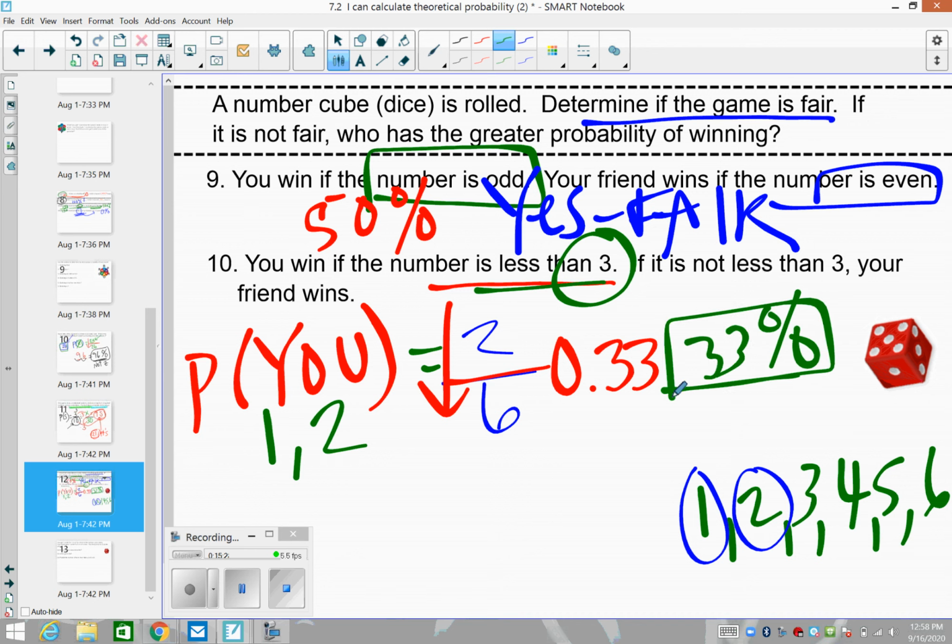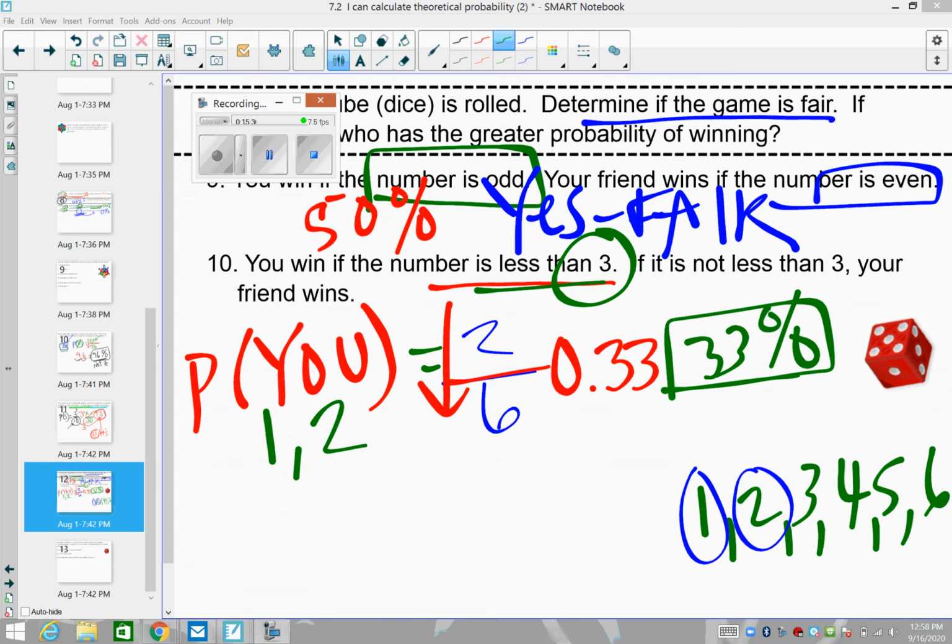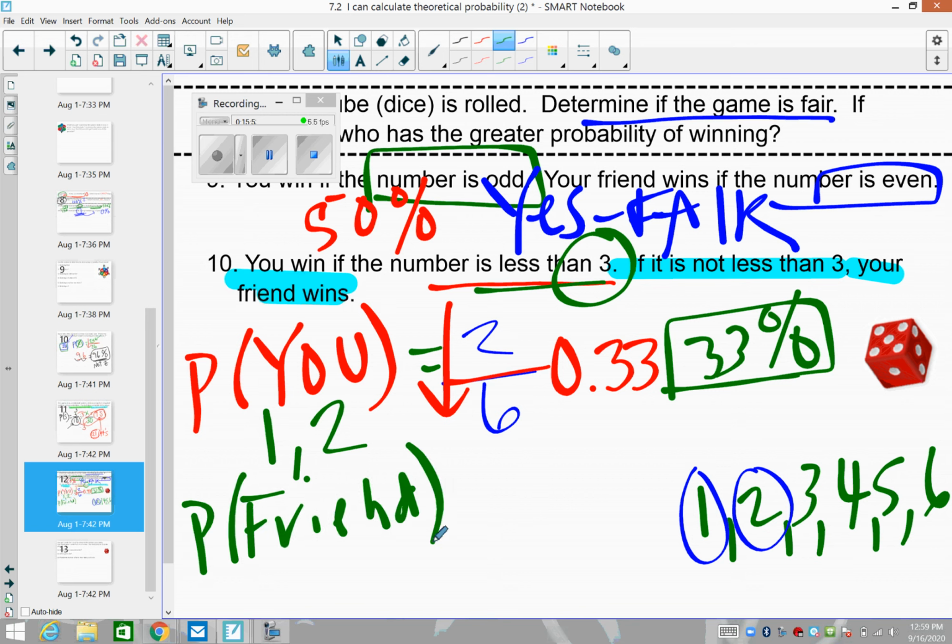We want to know, is it fair? Is it fair compared to your friend's probabilities? Okay, let's take a look at the last situation of the day. If it is not less than 3, your friend wins. So what's the probability that your friend wins? It just cannot be less than 3. So it could be equal to 3, just not less. So 1, 2, 3, 4. All of these numbers are not less than 3.